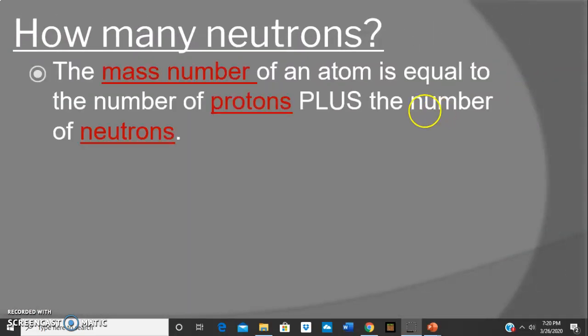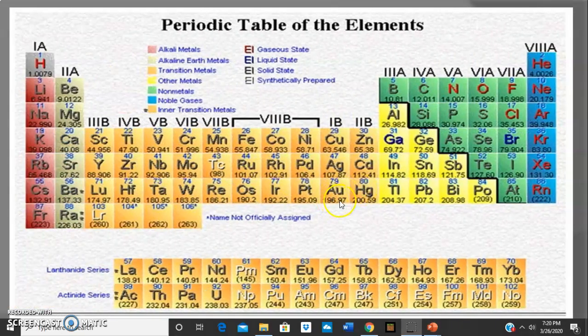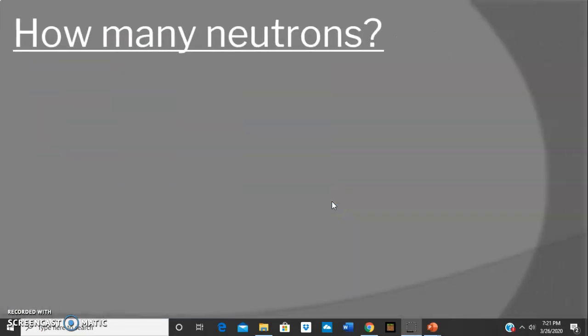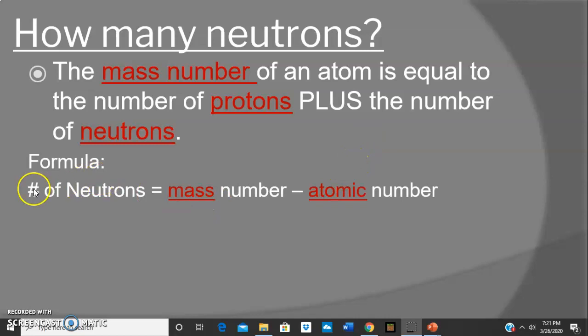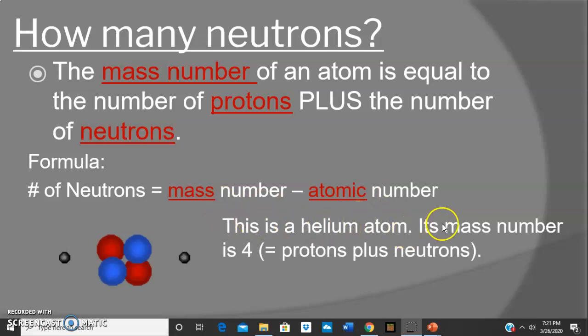All right, so what about neutrons? How do we find those? The mass number of an atom is equal to the number of protons plus the number of neutrons. The mass number is this number on the bottom. So the number on the top is our atomic number, the number on the bottom is our mass number. Our mass number is equal to the number of protons plus the number of neutrons. So here's our formula. Number of neutrons is equal to the mass number minus the atomic number. Right, so this is a helium atom. It has a mass number of 4, the protons plus the neutrons. So it has an atomic number 2.